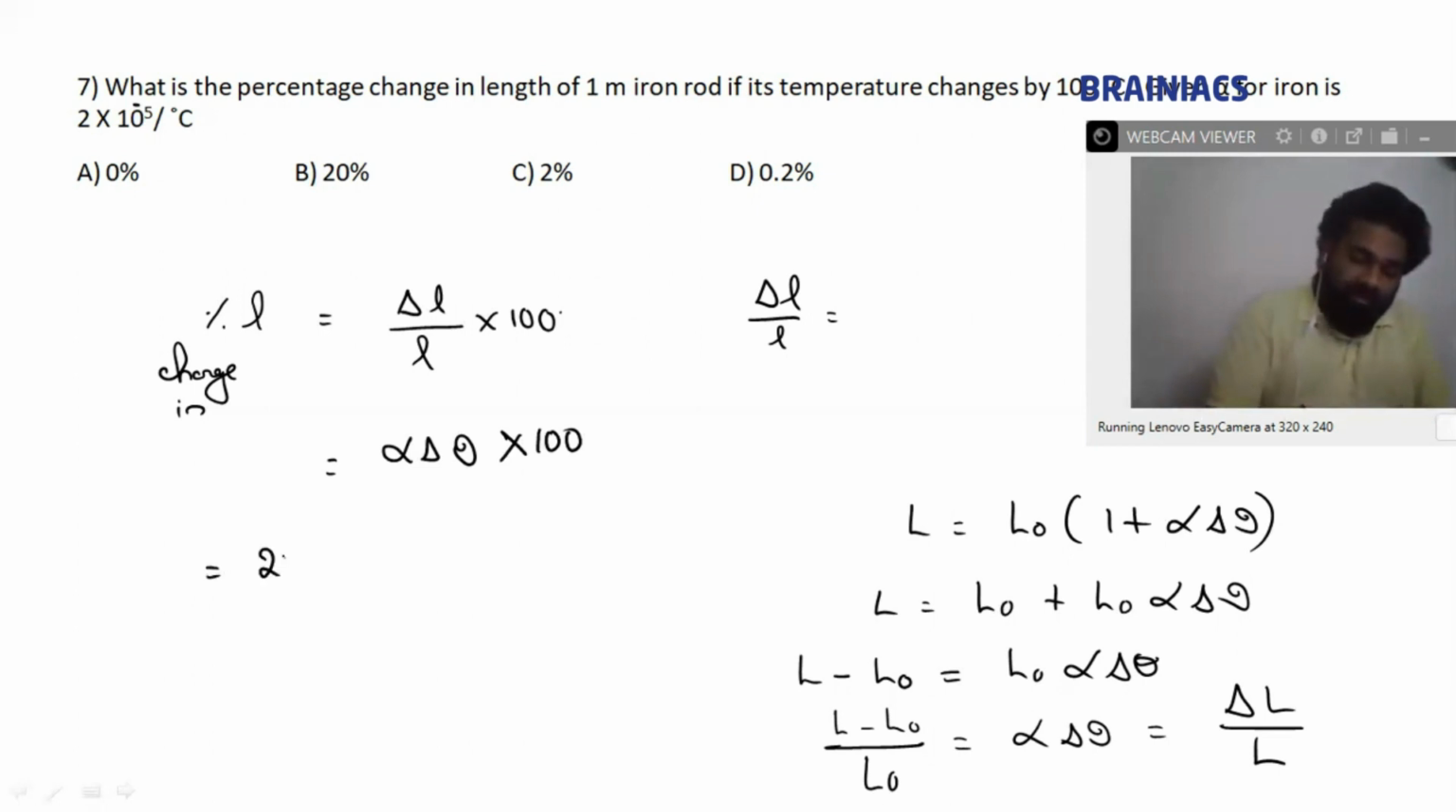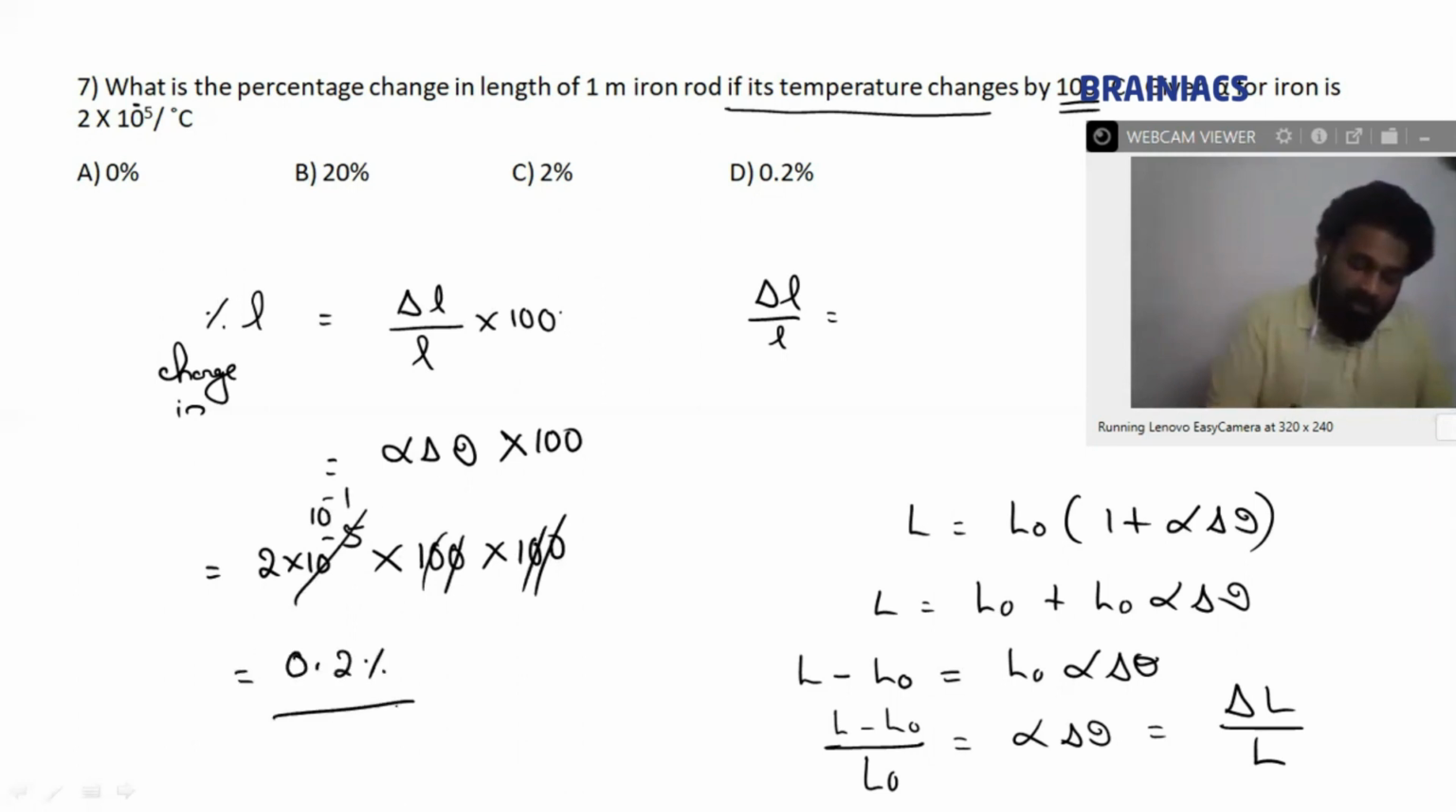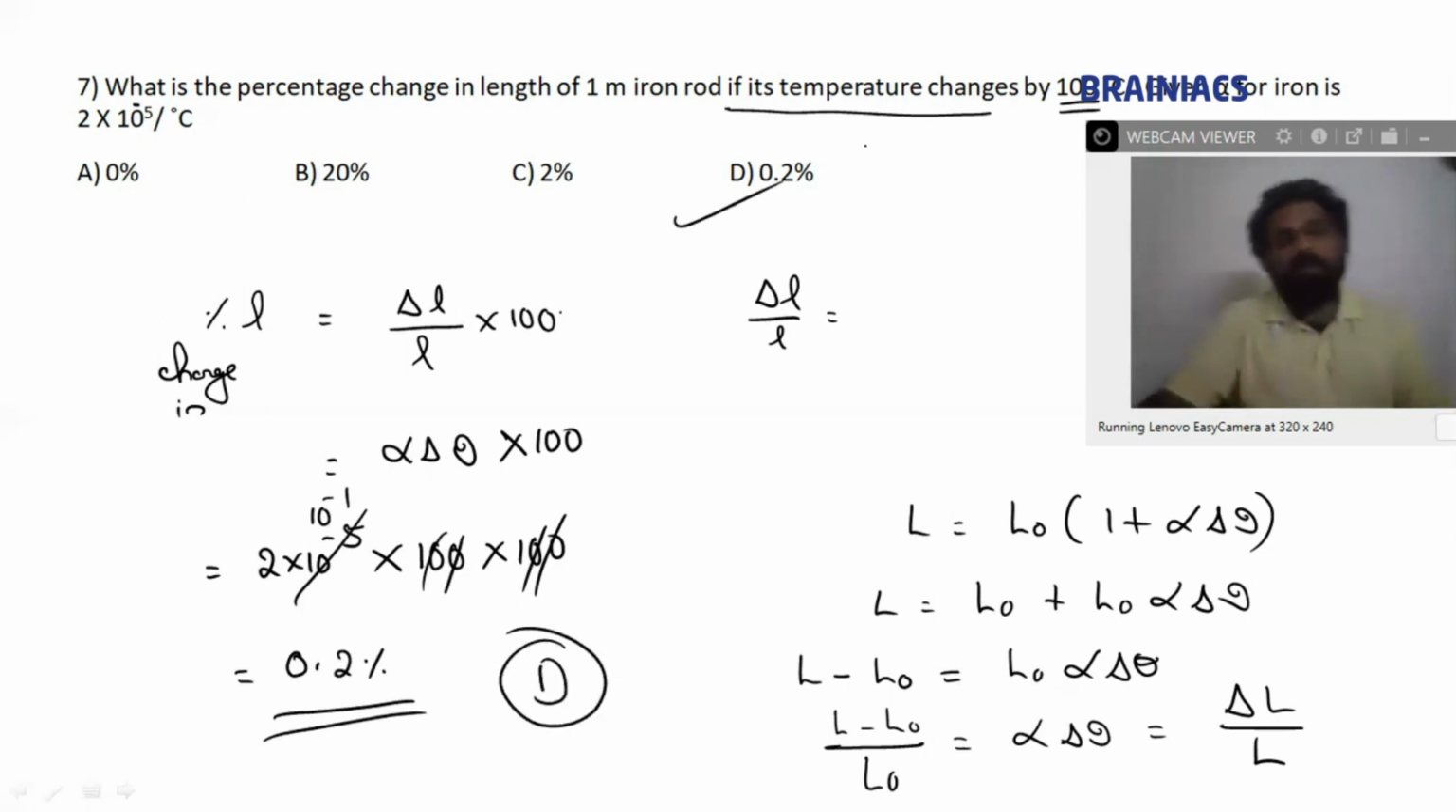So alpha is given as 2 into 10 raised to minus 5. The temperature changes by 100 degrees, then that into 100 again into 100. So four zeros. If we cancel, this becomes 10 raised to minus 1. We will be getting 0.2 percent. This is the answer for this question, option D. Okay, clear. We will move to the next problem.